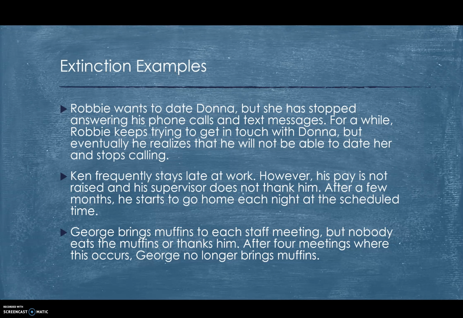Her answering the phone, by the way, or responding to his text message, even if it's a brief response, would be reinforcement of his calling or texting behaviors.